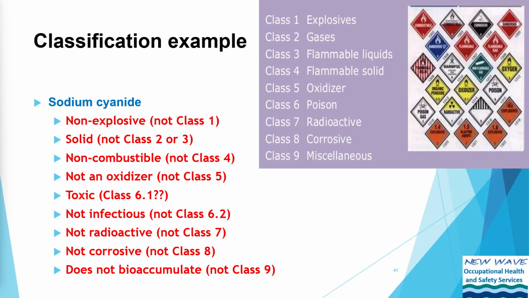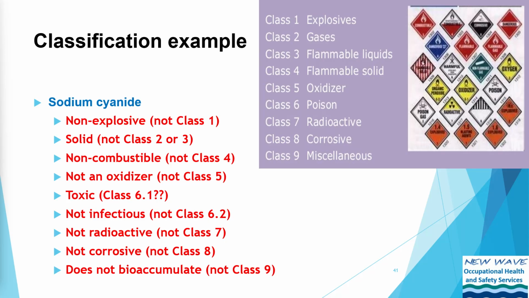Now, thinking of our classifications, what does this mean? Well, non-explosive means it is not class 1. The fact it is solid means it cannot be in either classes 2 or 3, which deal with gases and liquids. The fact it is not combustible means it's not in class 4. The fact it's not an oxidizer means it's not in class 5.